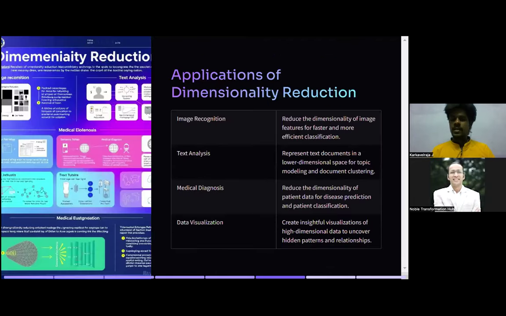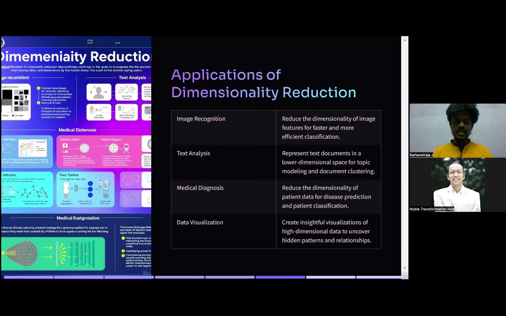Applications of dimensionality reduction, I think we have introduced this in the first session itself. First thing is image recognition. It reduces the dimension of an image feature for faster and more effective classification. That's true, guys. Consider we are having a huge number of pixels for an image, then it becomes very complex for us, and also it is very resource taking, right? So using this dimensionality reduction, we just nullify these two things and can do a great image recognition.